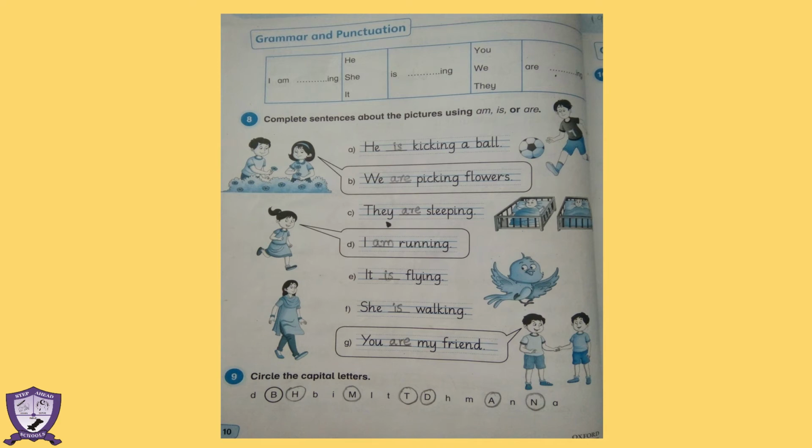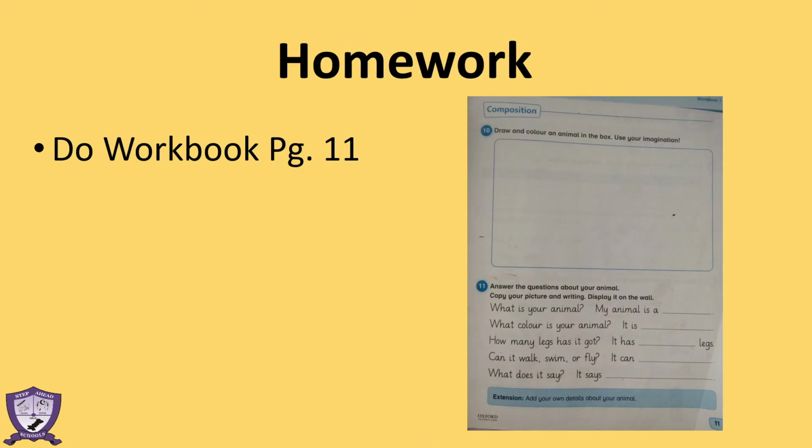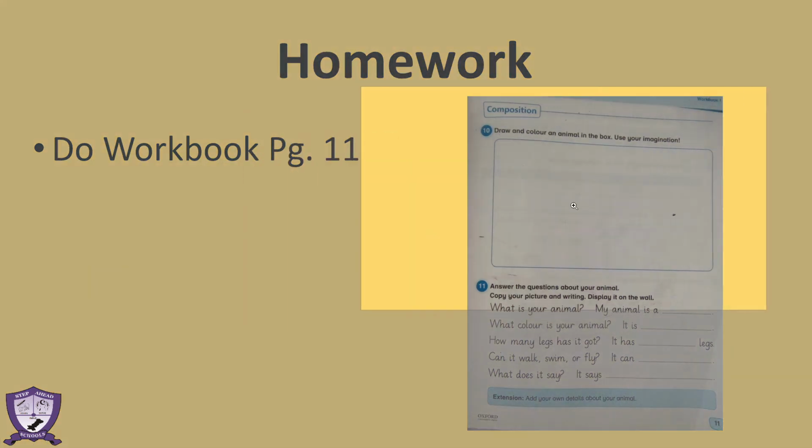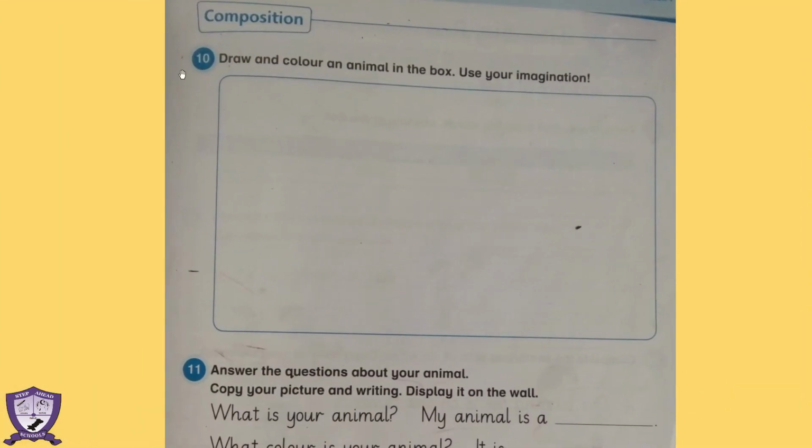Alright, we're done for today's work of English language. Now I will be explaining you the homework that you need to do. You need to do workbook page number 11. And what do you have to do in this one? You have to do composition work. First, you need to draw and color an animal in the box. Use your imagination. You just have to think about some animal and you have to draw it over here.